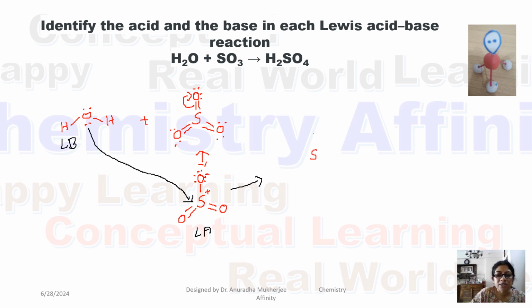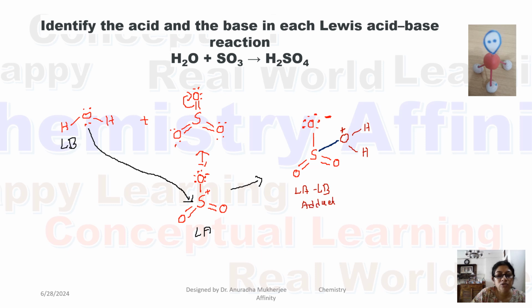So let me first draw the structure here. Sulfur, here oxygen, negatively charged. Here you have a double bond oxygen and one new bond formation. I can use a different color here, and it is connected with oxygen. So oxygen has given 2 electrons to sulfur, so oxygen becomes positively charged. Now we have 2 hydrogens which are connected with water. So now this is the Lewis acid base adduct we are getting.